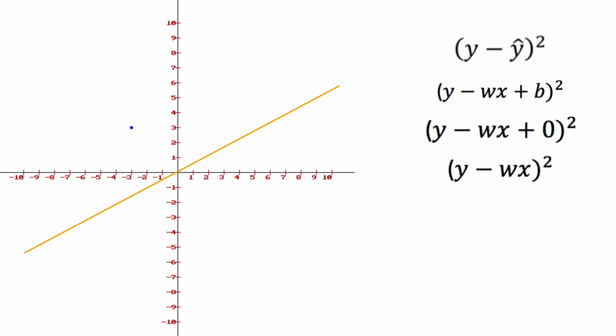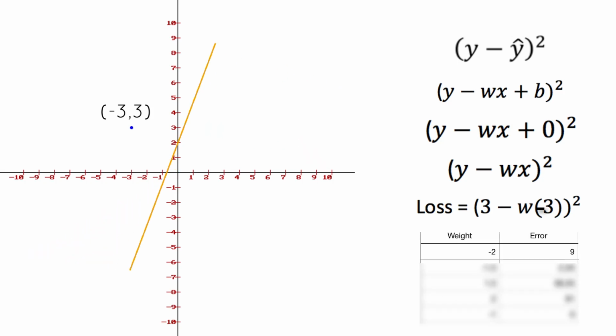Say we're dealing with the point -3 and 3. The loss function would translate to (3 minus w times -3) all squared. Now what we're going to do is make a table and try out different values for w and see which one gives us the smallest error. A weight of -2 results in the following, which has a total error of 9. A weight of -1.5 gives us an error of 2.25.